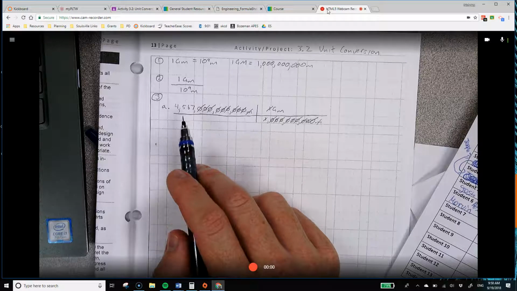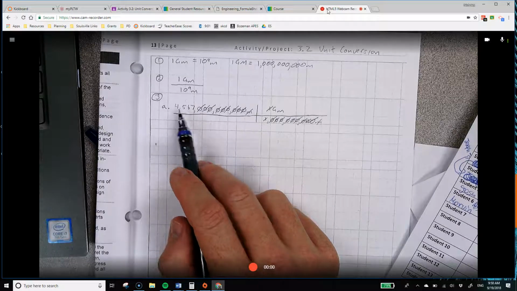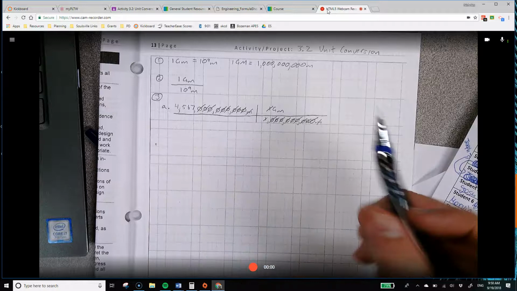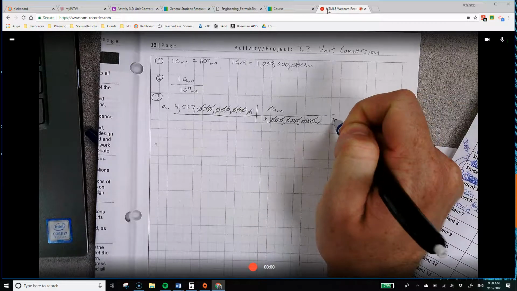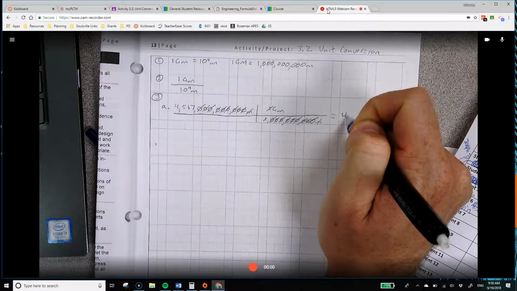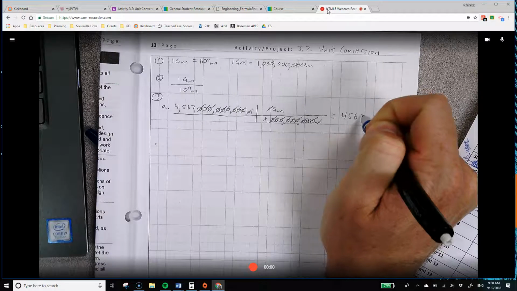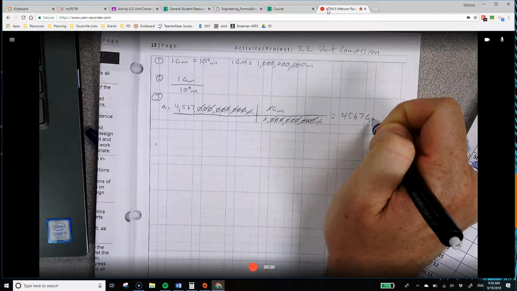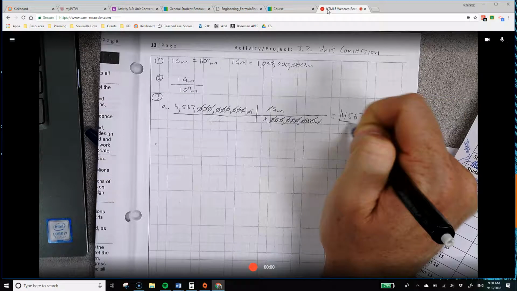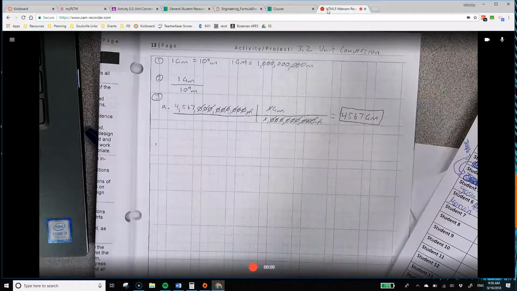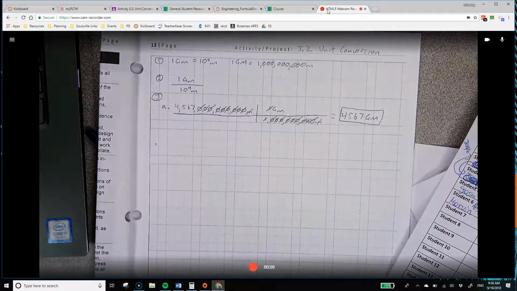So now I am at 4,567 gigameters. I just write that out here. And that is how we convert meters to gigameters.